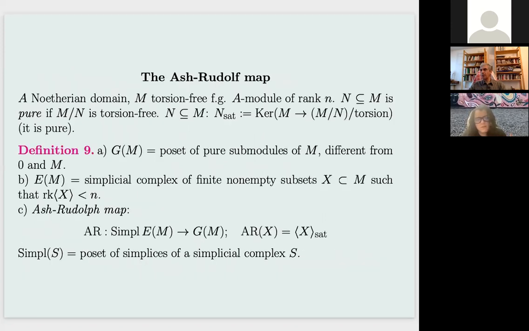Okay, so then, that's not essential, but this is something which is used in Face's thesis. So let me explain how you can hype up the Ash-Rudolph construction. Are there any questions so far?